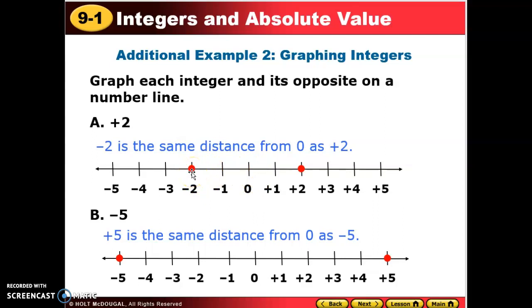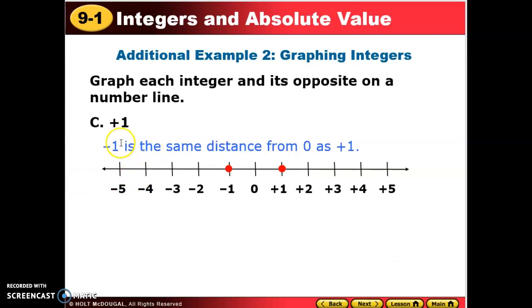Same thing with -5. We're going to plot that one. And then there's 0. And then in the opposite direction, it's +5. I think that one's pretty self-explanatory. I hope you're okay with that. So again, here we have +1 is graphed, and then you plot -1.